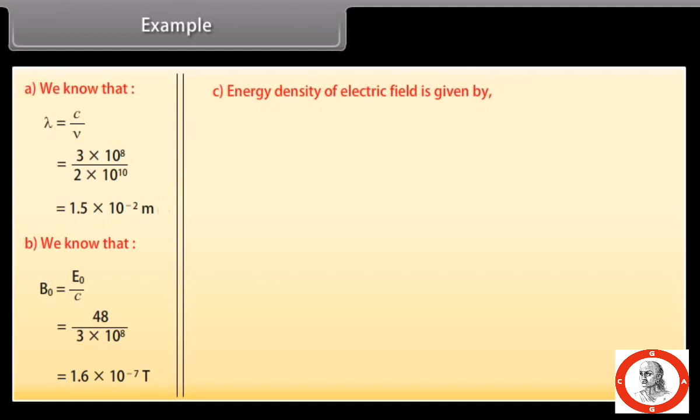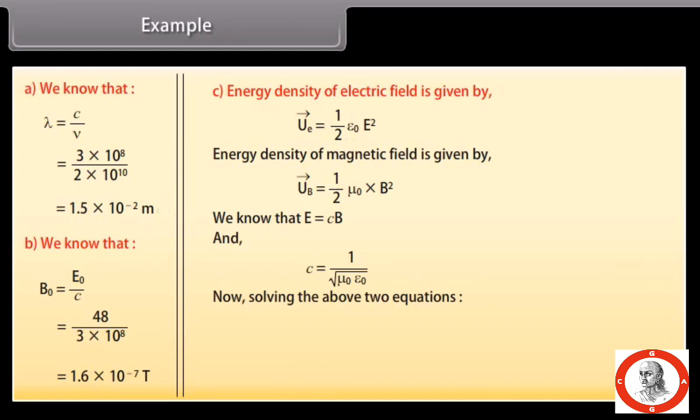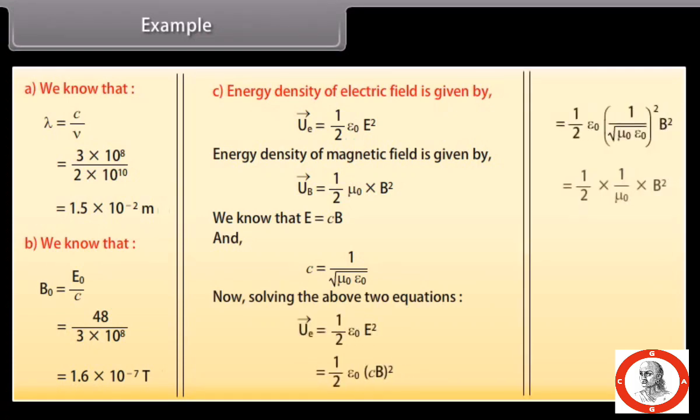Energy density of the electric field is given by half epsilon naught E square. Energy density of the magnetic field is given by half mu naught B square. We know that E is equal to cB and c is equal to 1 upon under root mu naught epsilon naught. On solving the above two equations, we get that the average energy density of the electric field equals the average energy density of the magnetic field.